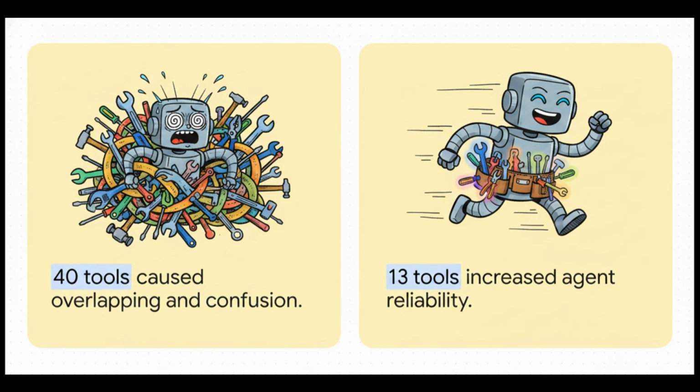When OpenAI started, they gave their agent around 40 tools. And the result? The agent just got confused. It constantly picked the wrong ones, and it got conflicting answers from tools that had overlapping jobs. By aggressively cutting that down and capping the agent at just 13 distinct, totally non-overlapping tools, the reliability absolutely skyrocketed.